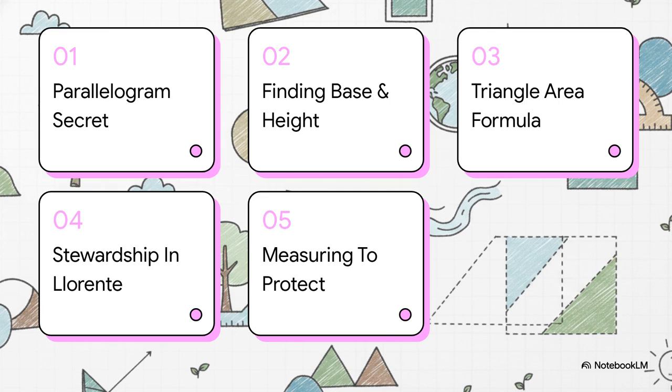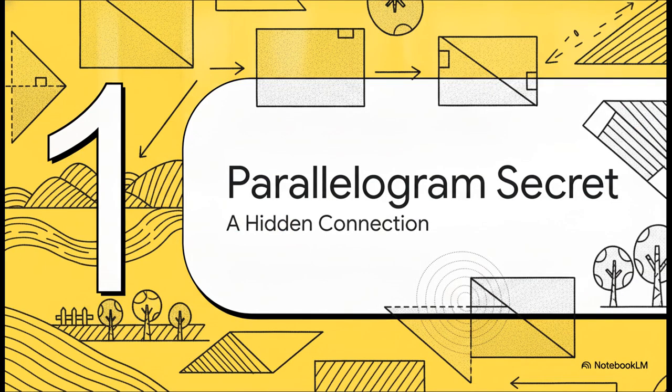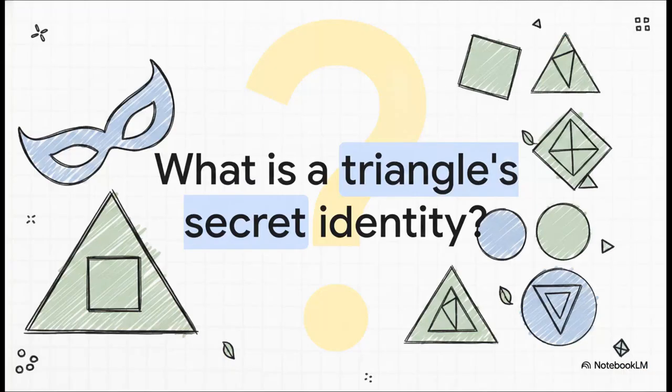Let's get to it. Kicking things off with part 1, the parallelogram secret. So, I want you to really think about this for a second. What is a triangle's secret identity? Like, if a triangle were a superhero taking off its mask, what other shape is hiding right there in plain sight? Any guesses? Let's find out.